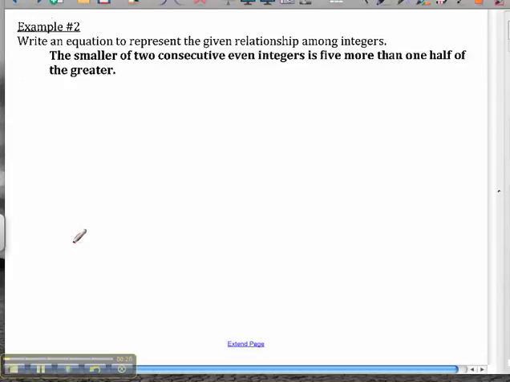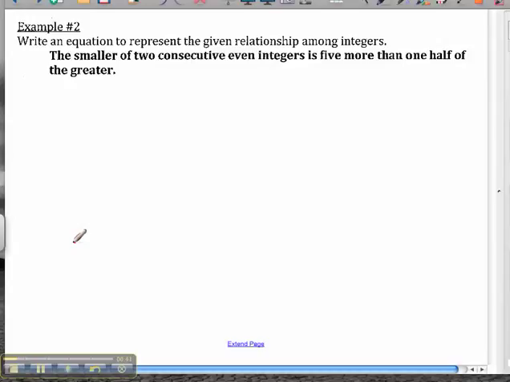Okay. So there, well, it doesn't have to be. Max just said n minus 1, but it doesn't have to be. It could be n and n plus 1. But which one's smaller? N. All right, so it says the smaller of two consecutive integers is, what does that mean? Equals, good. 5 more than 1/2 of the greater.